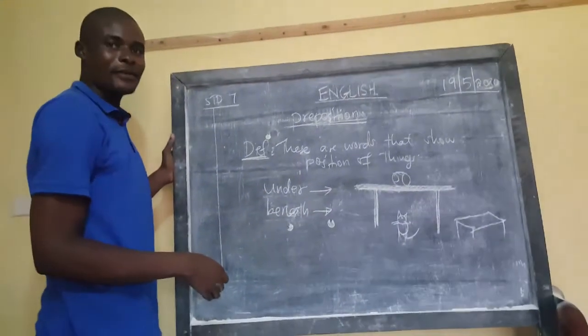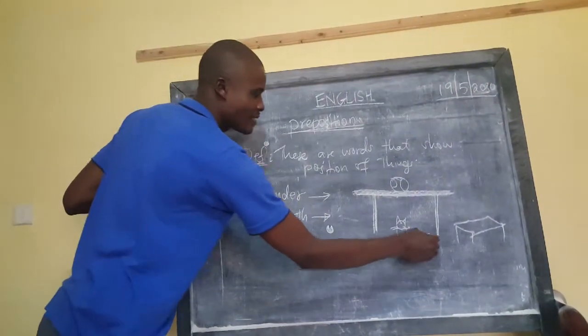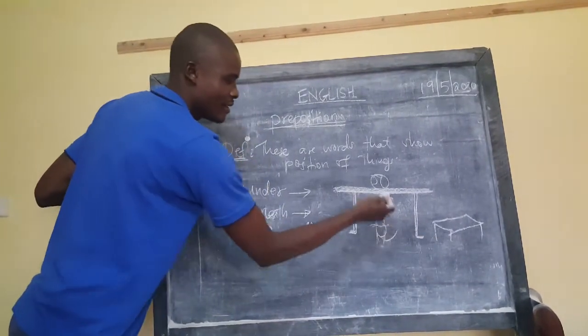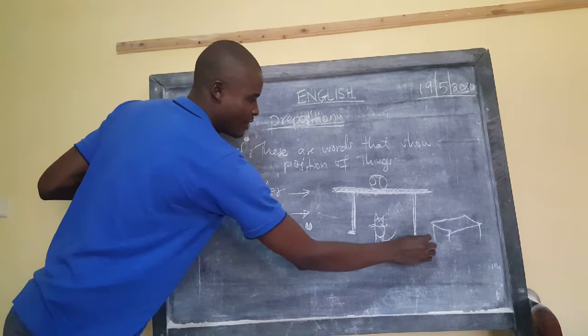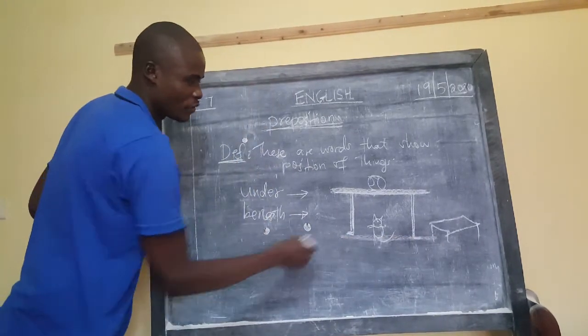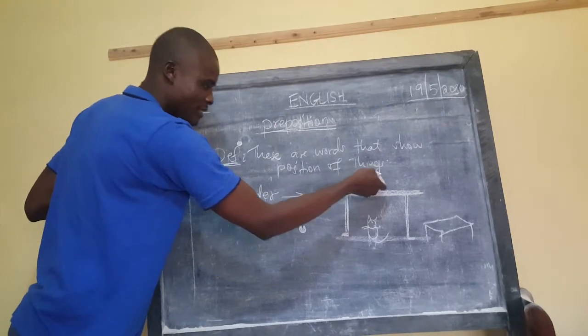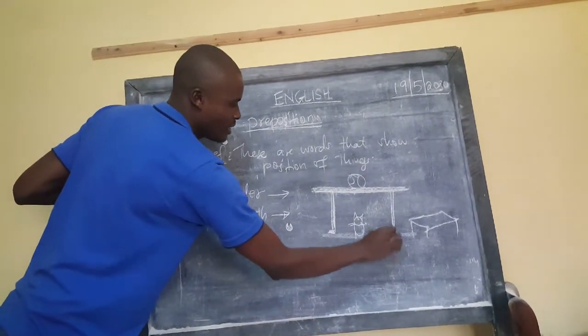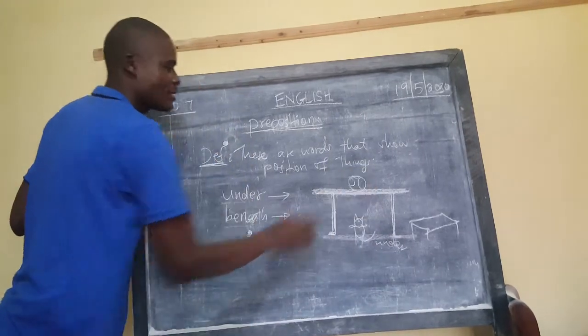Why do we talk of under? Because this cat is completely at rest on the floor of this particular house where this table is. So when the cat is completely down, below this table, we talk of under. This one is under. This ball is on the table.